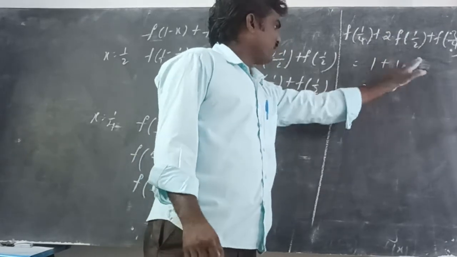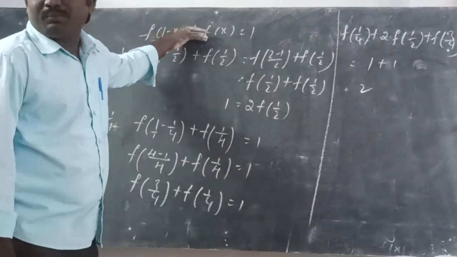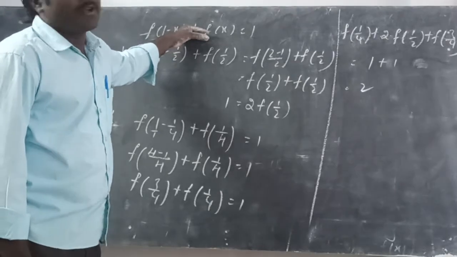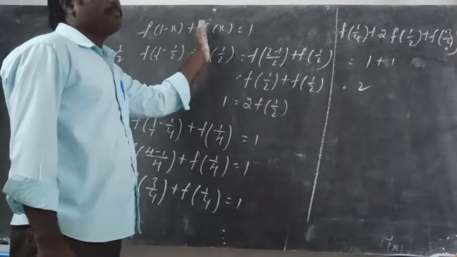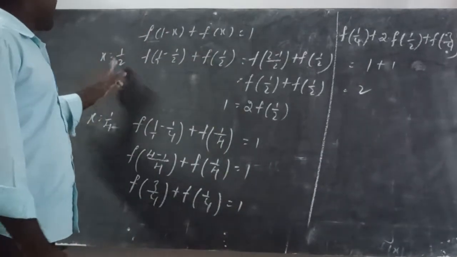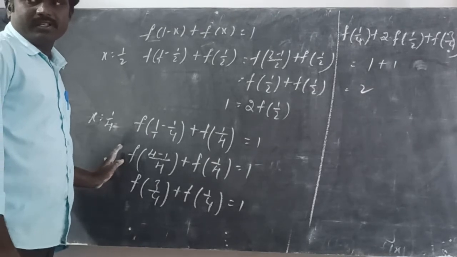How can we get the 1 by using the given proof? What is the given proof? f of 1 minus x is equal to 1 minus f of x. Okay, so here in the given proof we take x is equal to 1 by 2 and x is equal to 1 by 4.